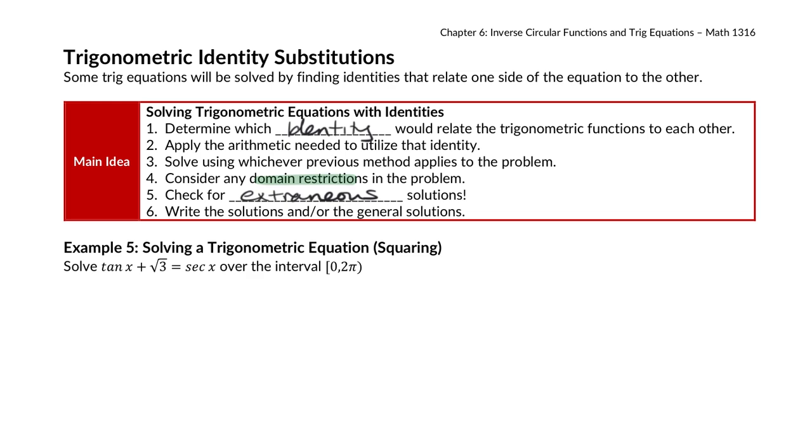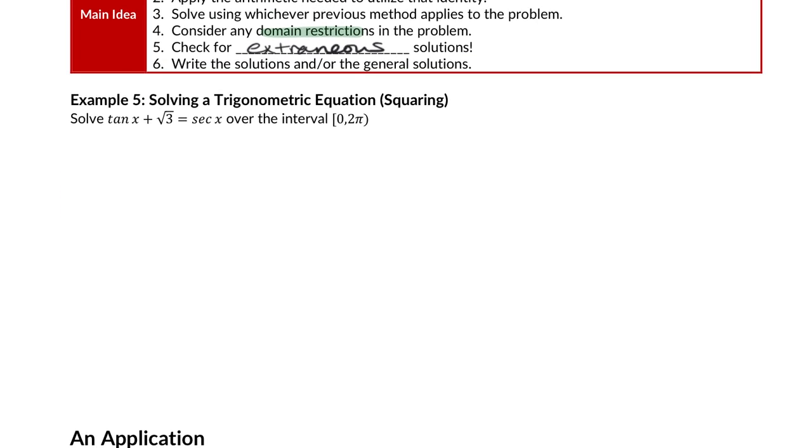So let me give you a training wheels example here. It says to solve tangent of x plus square root 3 equal to secant of x on the interval from 0 to 2 pi. There is only one trigonometric identity that relates tangent to secant. And in chapter 5, you would have looked at that identity list, and you would see that 1 plus tangent squared of x will be equal to secant squared of x.